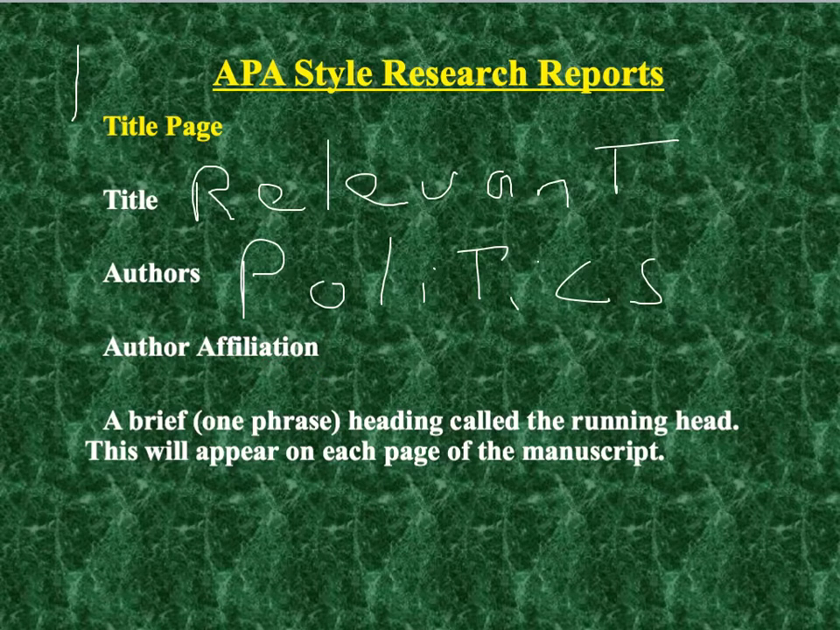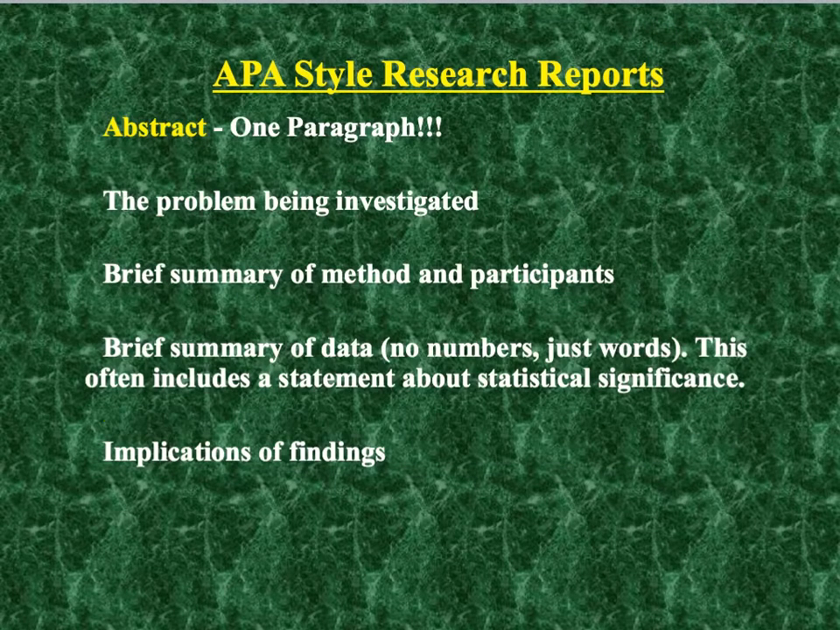Then typically we have a brief one-phrase heading that we sometimes call the running head, and this is going to appear on each page of the manuscript, typically up here in the upper right-hand corner. Okay? So that's the title, our first component. Then we'll have, on any article that we might be submitting for publication, a page 2, or I should say section 2, that's going to be the abstract.